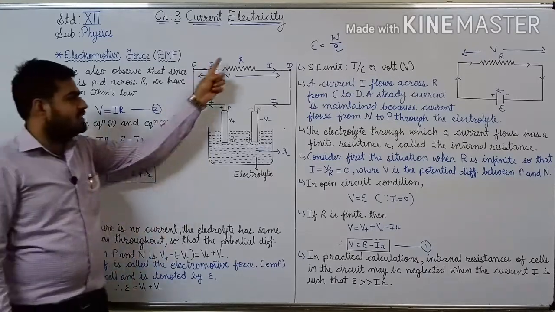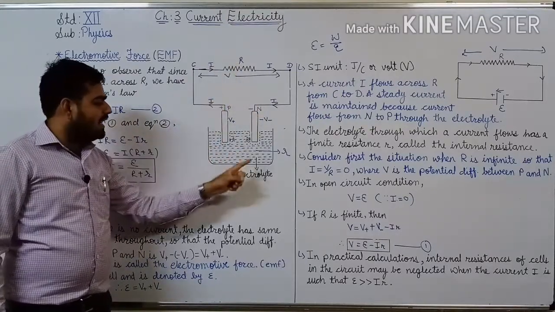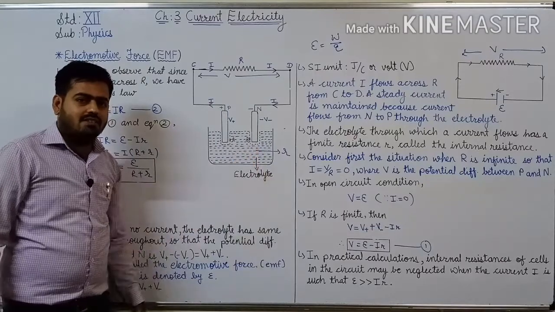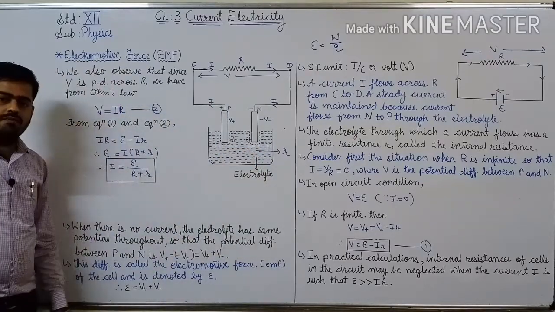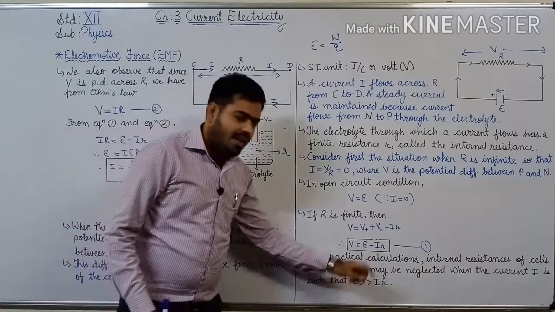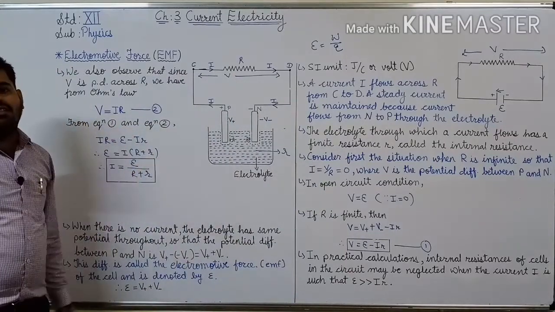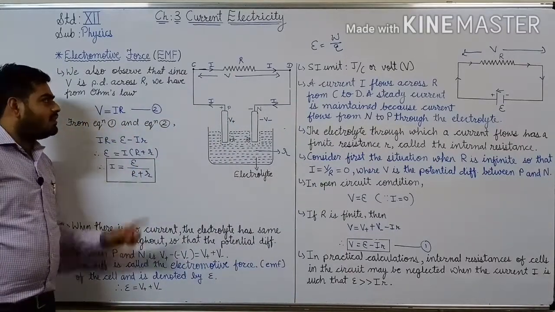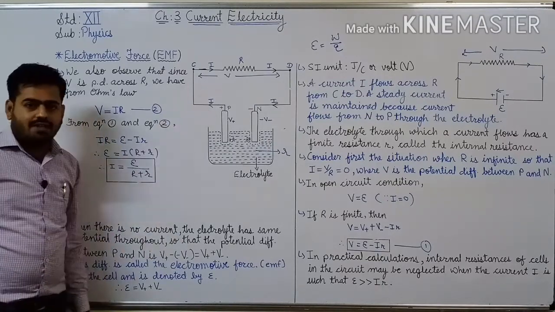What is the total resistance of this circuit? Value of external resistance, that is capital R, and value of internal resistance, that is the resistance of battery, that is small r. And as I told you, when EMF is much greater than IR, at that time we can neglect this value of internal resistance. So this way we can find value of electric current flowing through the circuit.